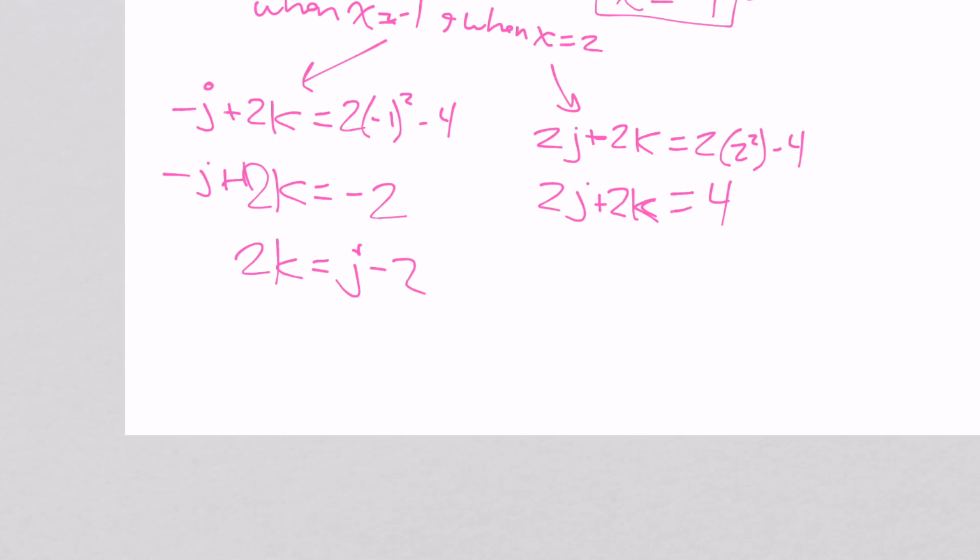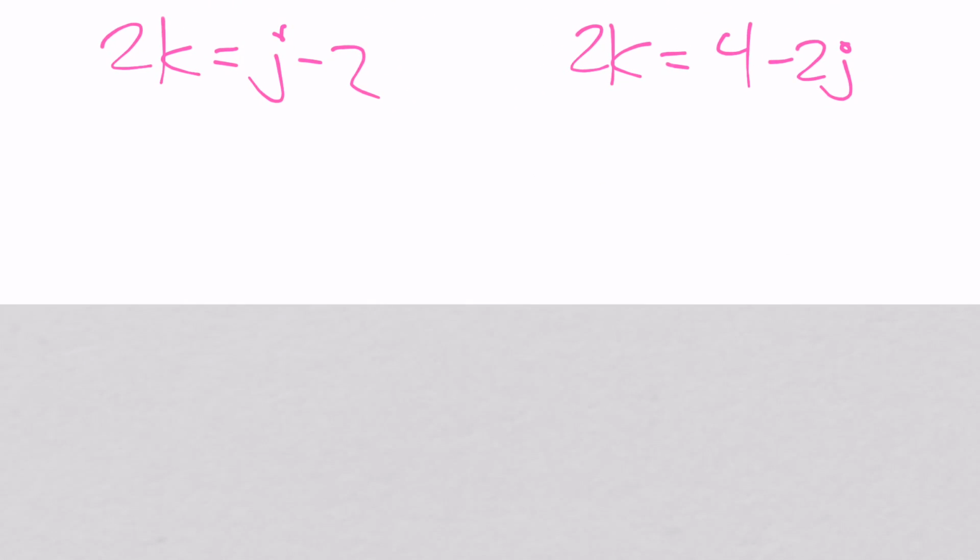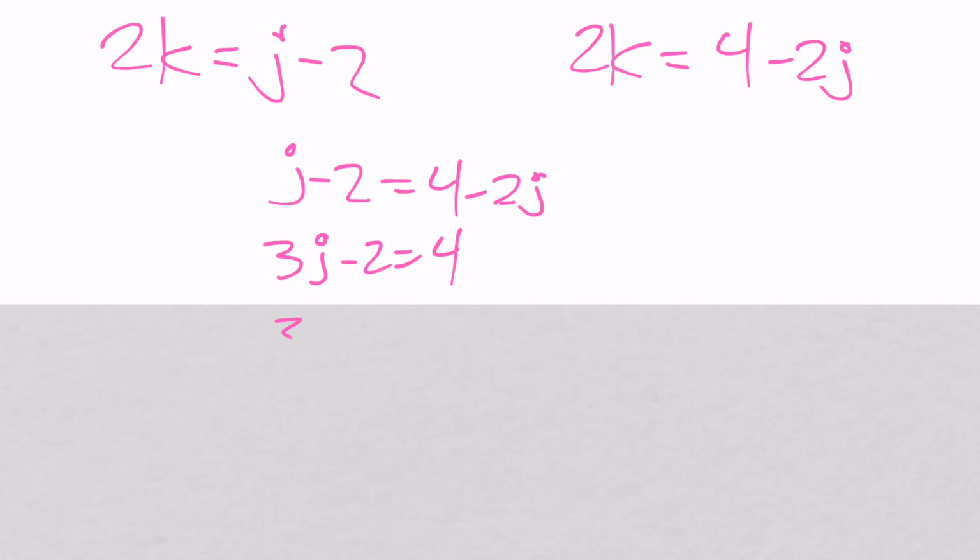On the right, we also have a 2k, so let's solve for 2k again. 2k equals 4 minus 2j. Well, look, both of these things are equal to 2k, which means they're equal to each other. So j minus 2 has to equal 4 minus 2j. And now we have a single variable in this equation, and we can solve it. So add 2j to both sides. 3j minus 2 equals 4. Add 2 to both sides. 3j equals 2 plus 4 is 6. So divide by 3, j equals 6 over 3 is 2.